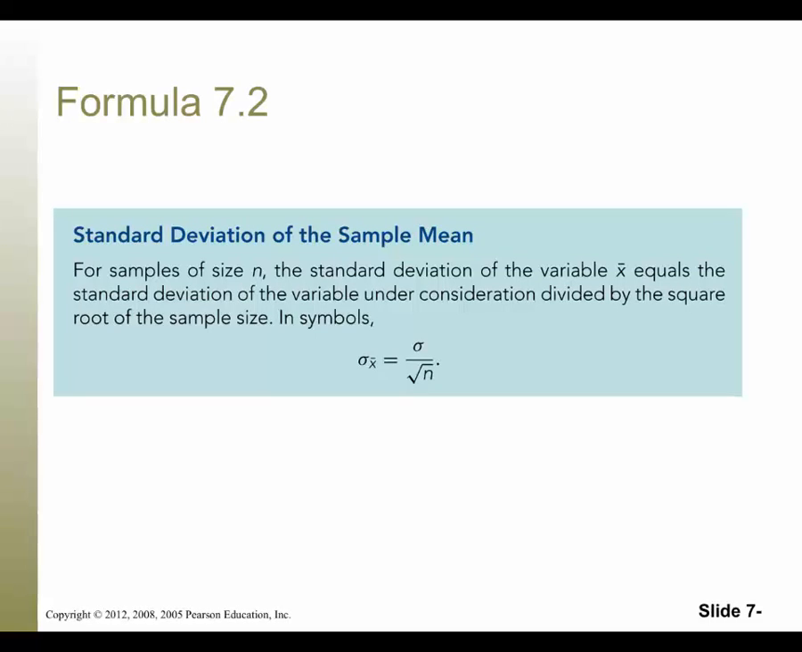Okay, so this is how we calculate the standard deviation of sample means. This formula follows that principle. With a bigger sample size, you're going to divide by a bigger number. The square root of n is going to increase as n increases, and so you're going to divide by a bigger and bigger number, which means your standard deviation of means is going to decrease.